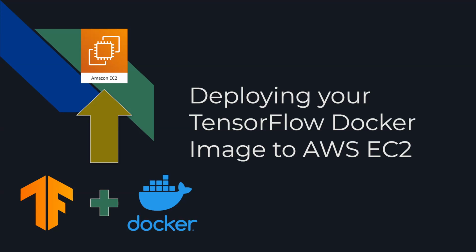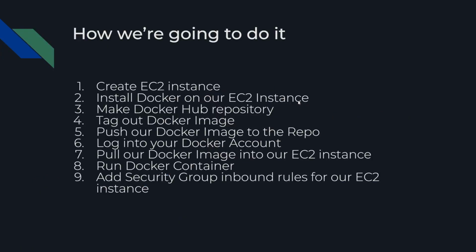Today I'm going to be showing you how to deploy your TensorFlow Docker image to AWS EC2. So let me just take you through the steps that we're going to be going through in this video. First of all, we're going to have to create our EC2 instance. After that, we're going to be installing Docker on this instance.